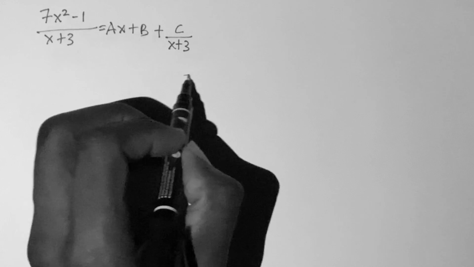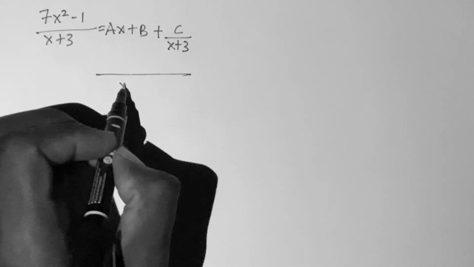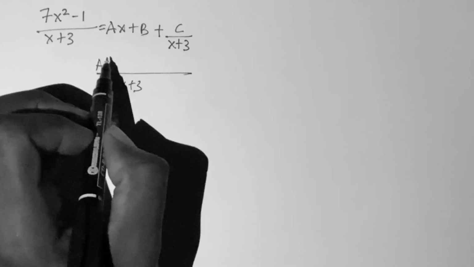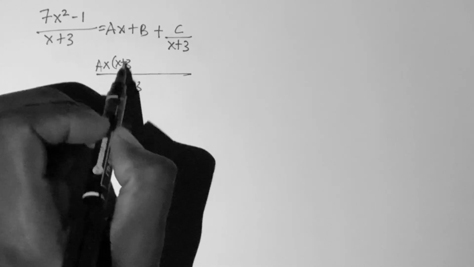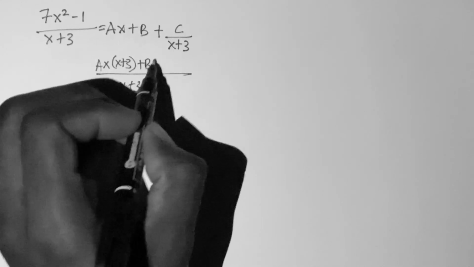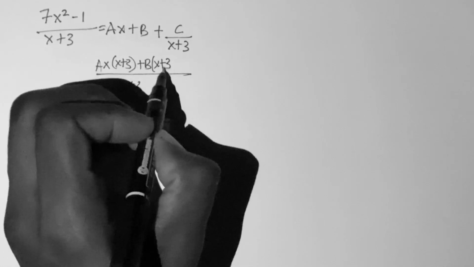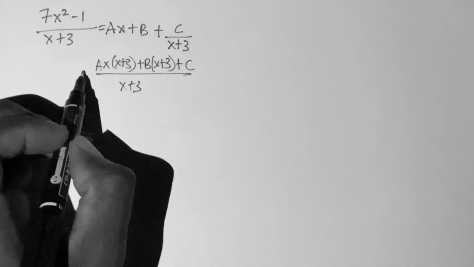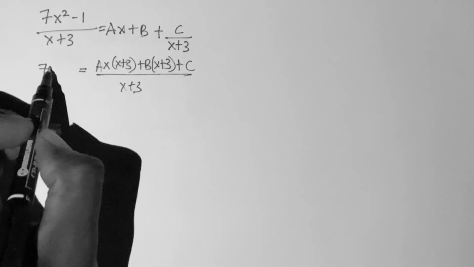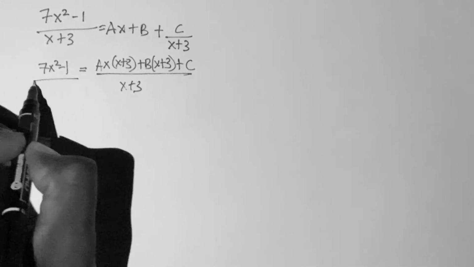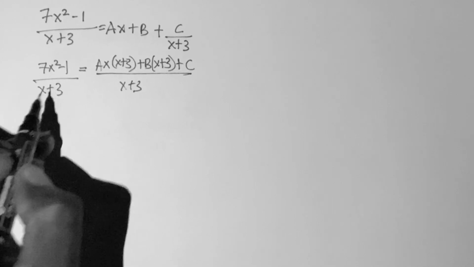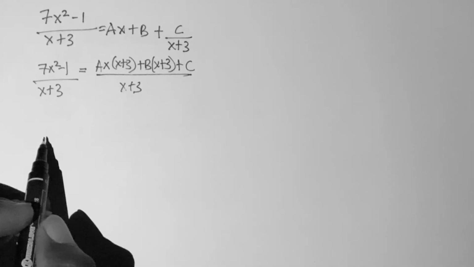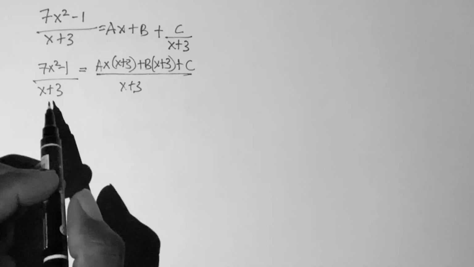So let's find the LCM. The LCM is x plus 3. So I will try it. You see that ax will multiply x plus 3, plus b times x plus 3. But there's x plus 3 here, so to cancel this one out, plus c. So this is equal to 7x squared minus 1 divided by x plus 3. Since the denominators are equal, we can compute the numerator.